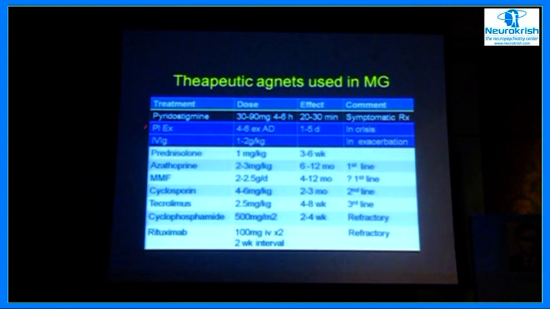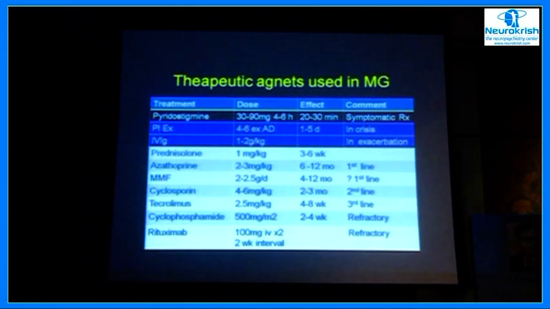The Mestinon or pyridostigmine we use, and the dose is mentioned here, and its effect begins in half an hour, and it is a symptomatic treatment. Plasma exchange and IVIG are used when the patient worsens suddenly or you're preparing for surgery, and it is used in crisis or in exacerbation. Prednisolone is most commonly used, 1 milligram per kilogram. Effect appears in about 3 to 6 weeks.